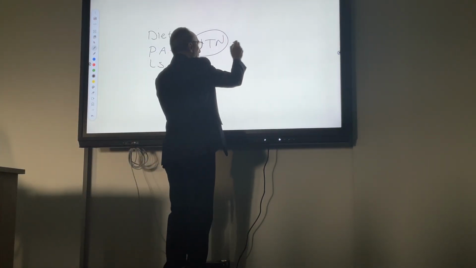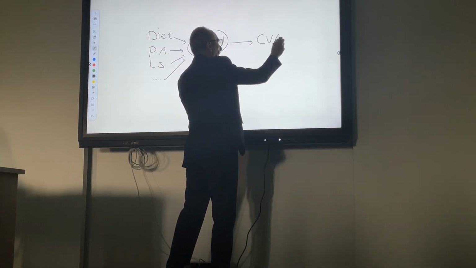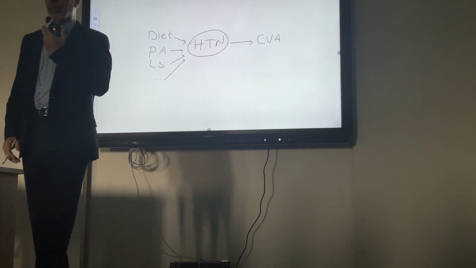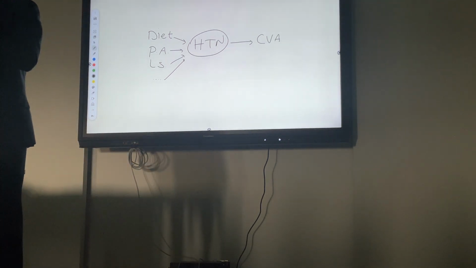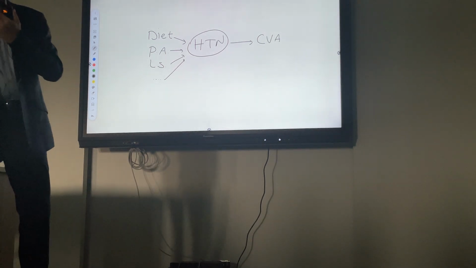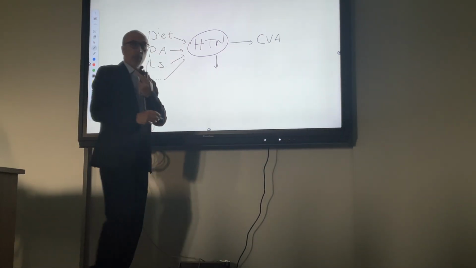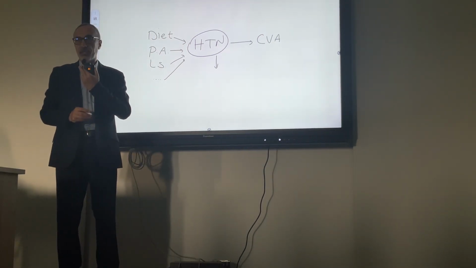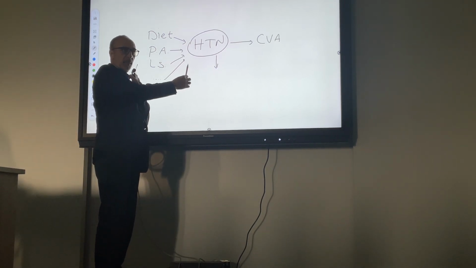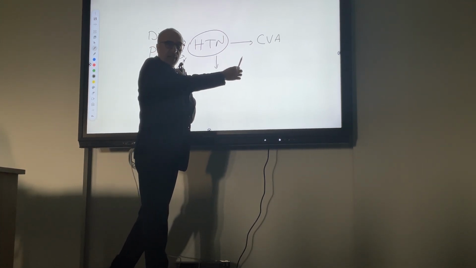And we know that hypertension may be a risk factor for cerebrovascular accident, or events on brain. How can we prevent cerebrovascular accident? By decreasing blood pressure. So, if we treat patients who have hypertension, we can prevent cerebrovascular accident.